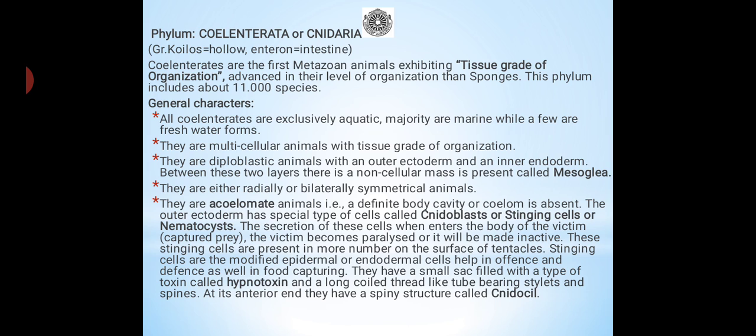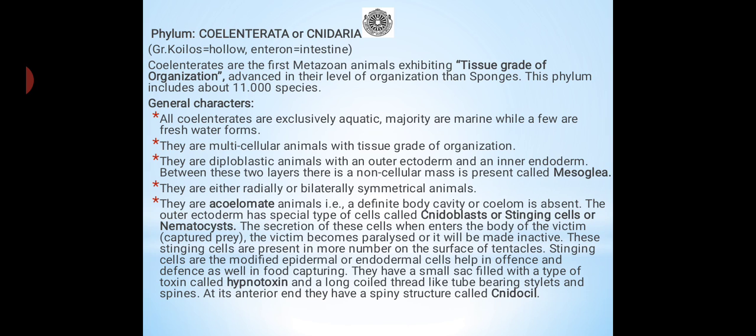When the secretion of these cells enters the body of the victim or captured prey, the victim becomes paralyzed or inactive, and the captured prey will be easily taken into the body cavity, that is the gastrovascular cavity or coelenteron. These stinging cells are present in larger numbers on the surface of tentacles, and stinging cells are modified epidermal or endodermal cells, which help in offense and defense as well as in food capturing.